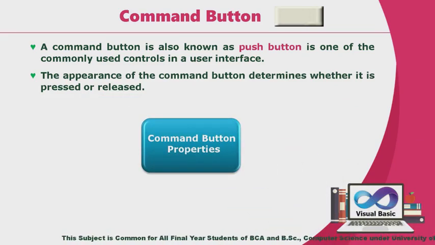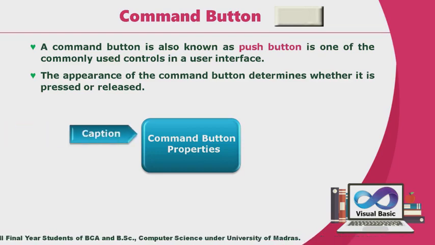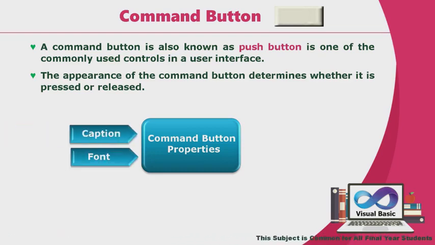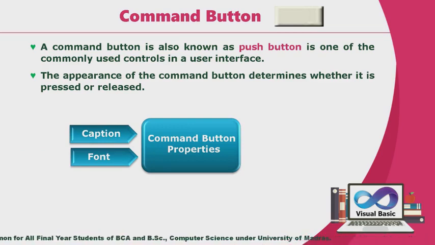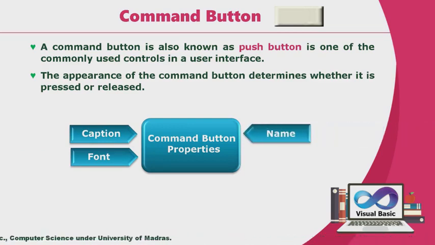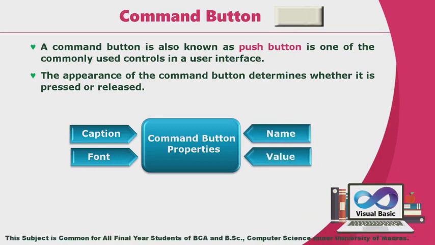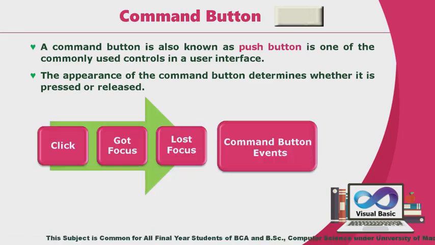The appearance of the command button determines whether it is pressed or released. Command button properties. Caption determines the text displayed on the command button. Font sets font type, style, and size. Name returns the name used in the code to identify the command button. Value returns or sets a value indicating whether the button is chosen.